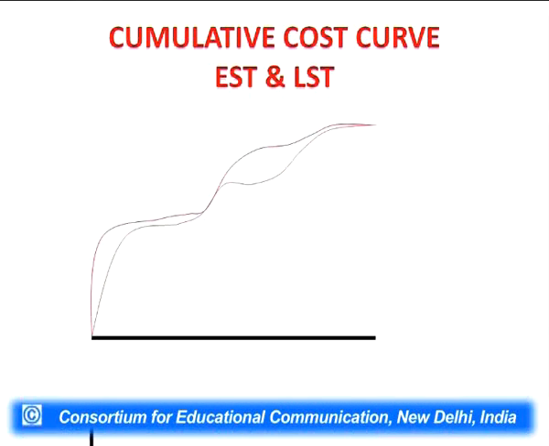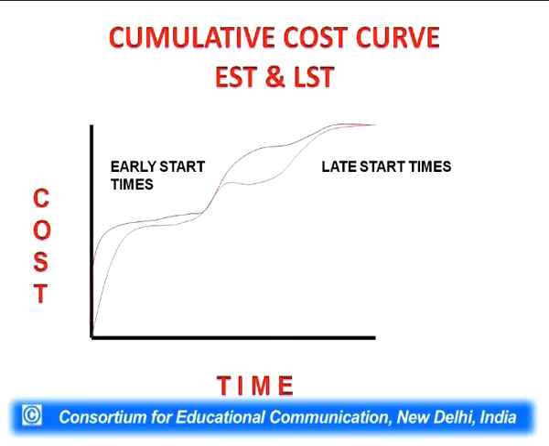And we will retain the curves, we will retain the axis. On the X-axis, we have shown the time, on the Y-axis, we have shown the cost. There are two curves, one is red, other is blue. The red one is based on early start time and the blue one is based on late start times. There is an area in between these two curves, and that particular area tells us the money being saved if we use late start times. We will save on interest part.